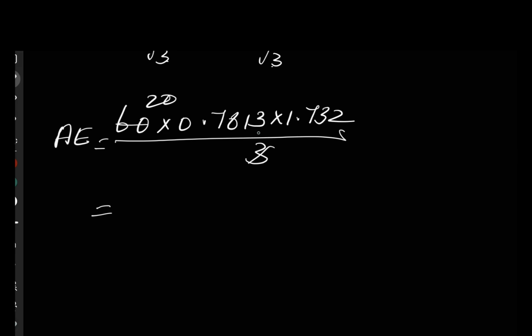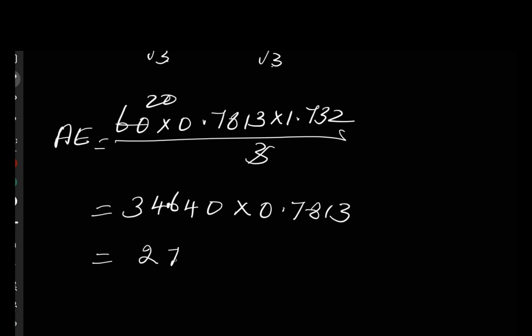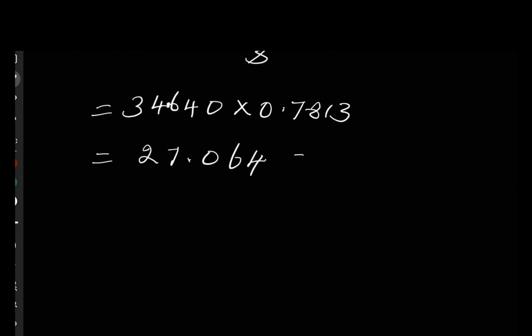So you multiply these three numbers. First you multiply 20 and 1.732. So you will get here 0, 2 2s are 4, 2 3s are 6, 2 7s are 14, carry over 1, 3. So 34 point into 0.7813. So you multiply these two numbers, you will get here 27.064. So you correct to 2 decimal places, 27.06, because the third one is less than 5.